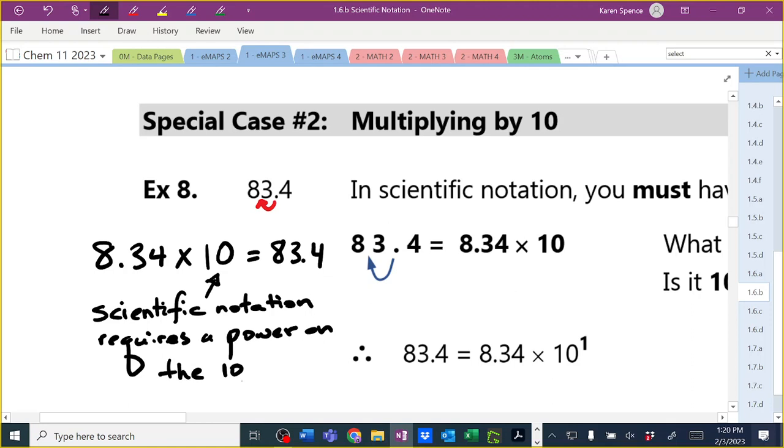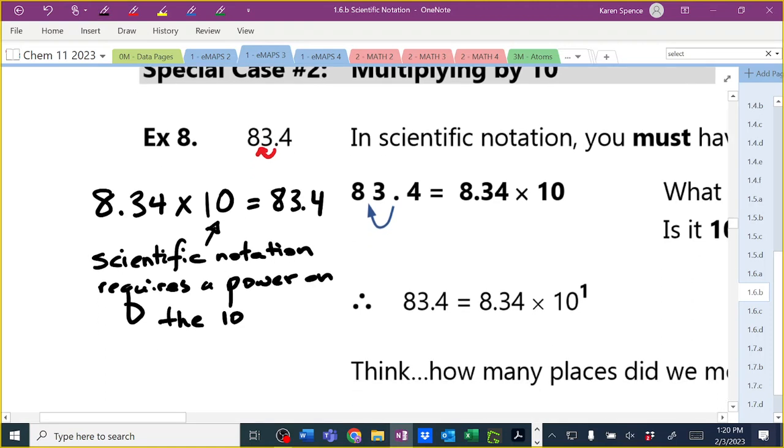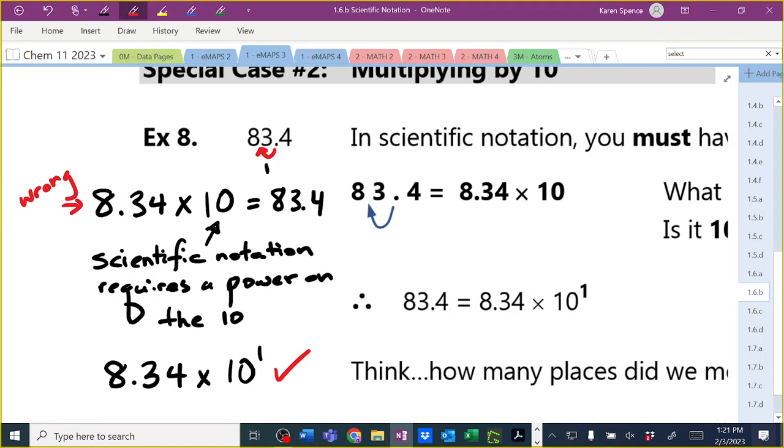And you might ask yourself, well, what power should I put on there? 8.34. If I just want to multiply it by 10, that would be 10 to the 1, which makes sense because how many places did we move our decimal? Just one place. So this would be correct. This would be wrong. I mean, not that the statement's wrong, but it would not be correct scientific notation.